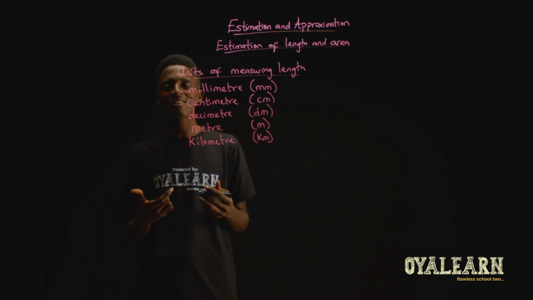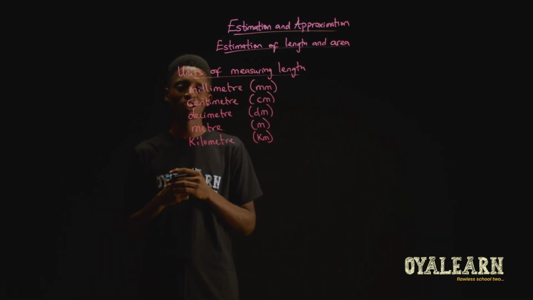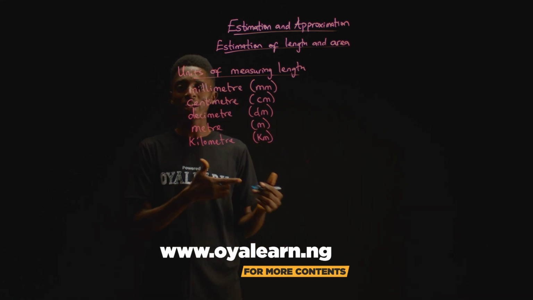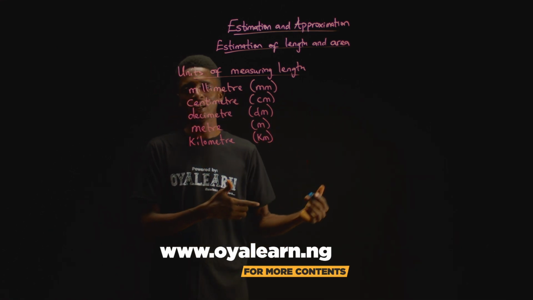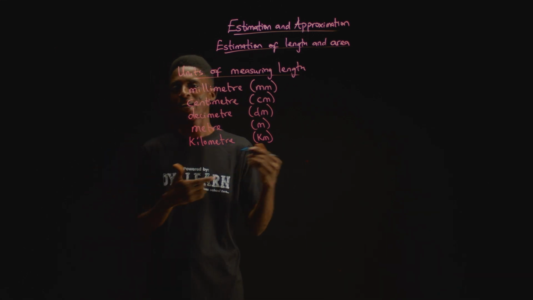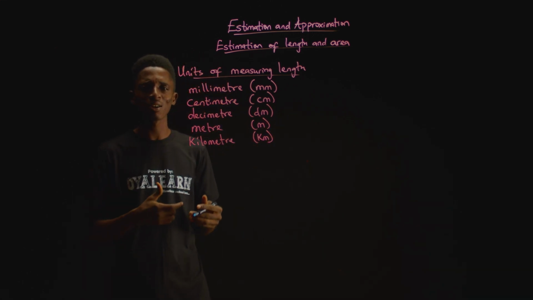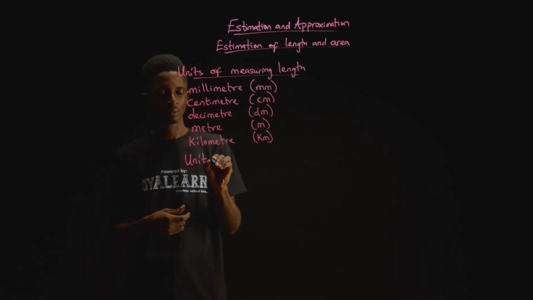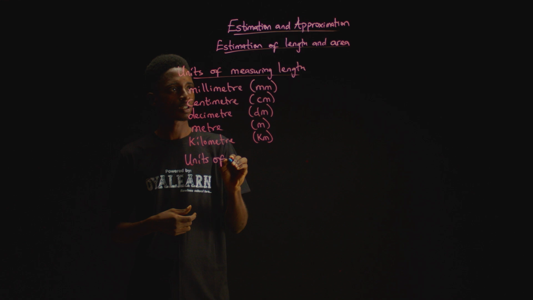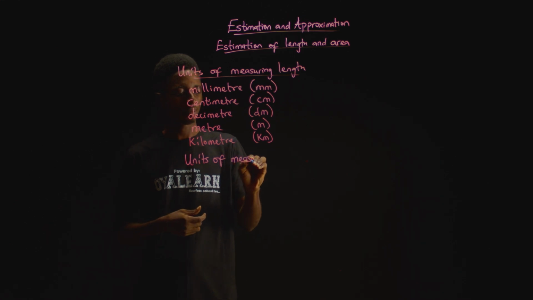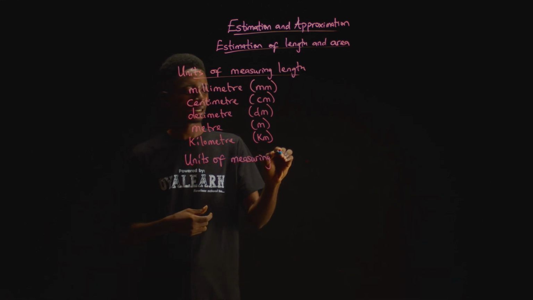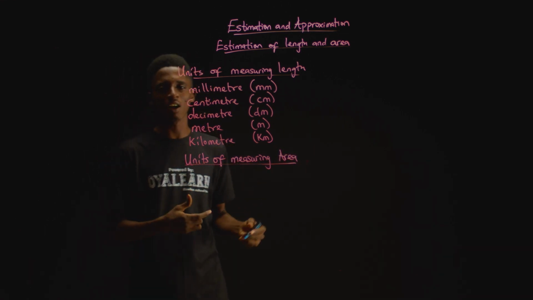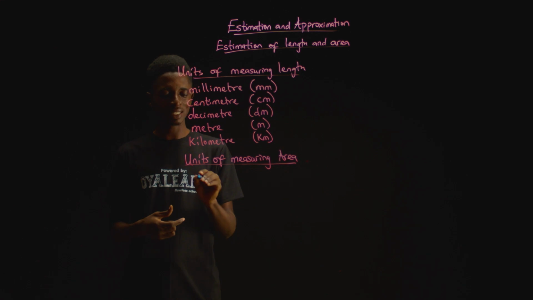Now, this is also used when we are trying to estimate for area. Now, remember that area is a product of two-dimensional shapes. So when you are working in millimeters, for area, you then work in millimeter squares because that is millimeter multiplied by millimeters. So let's write out the units of measuring areas. Units of measuring area.